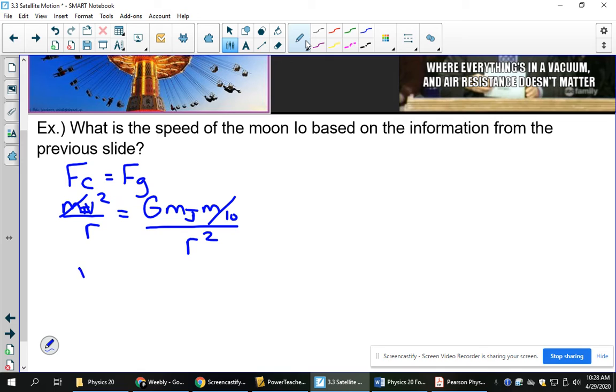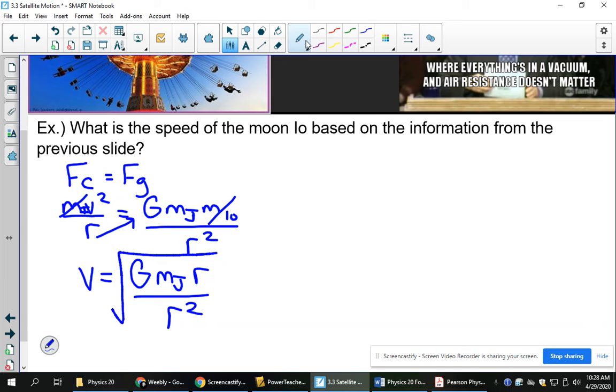Now I want to solve for v. I'm going to multiply the r up, and I'm going to square root it. But I can simplify a little bit. There's an r on top and r squared on the bottom, so I get r on the bottom. And here's the formula from your formula sheet that you could have jumped right to. But why do I show you how to find the formula? Because that's a lot of really good algebra skills to have going into Physics 30. And it's really not that hard once you practice it a few times.